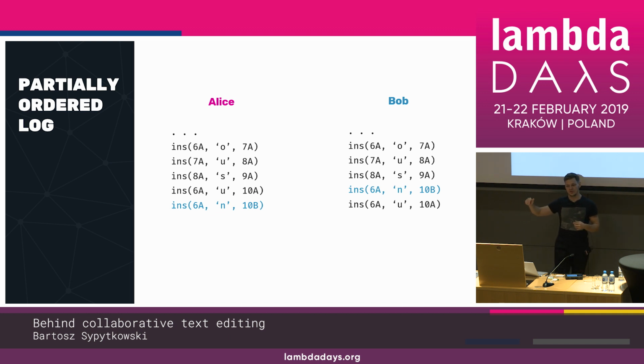This is because Bob applied his own operations first, and only after that received operations from Alice. But we already know from the examples before that these operations, even if the logs are not in the same exact order, will produce the same document eventually. And this is something that we can rely on.